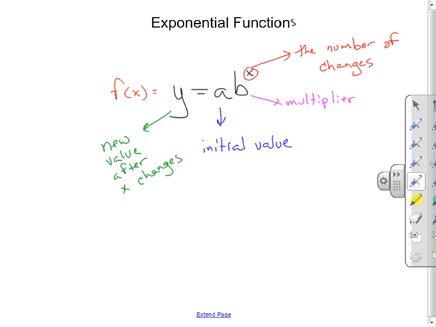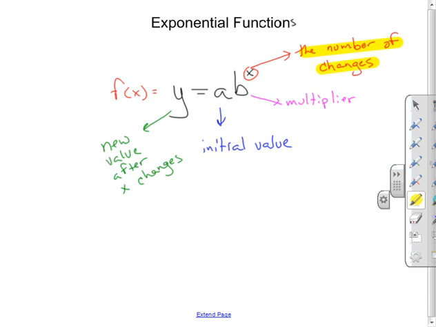Okay? It's easy to get confused with that and think that, well, x is time or x is the year as we start doing these word problems. But you really want to try and keep in mind that it's the number of changes that take place to the initial value. Sometimes that number will be time. If something changes once a year and you study change 10 years down the road, then x would be 10 because after 10 years there were 10 changes.